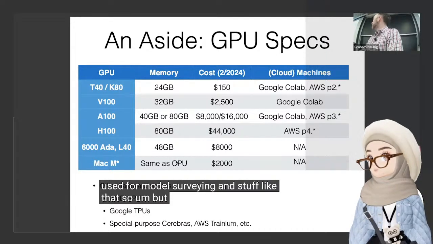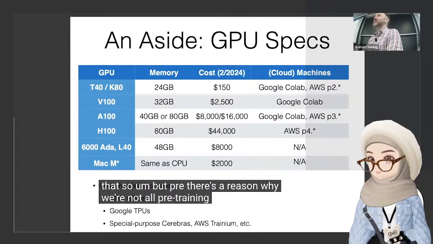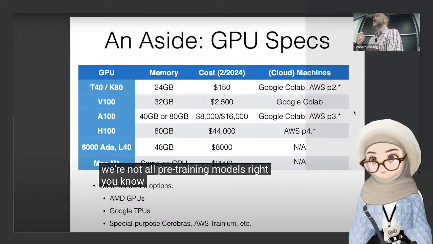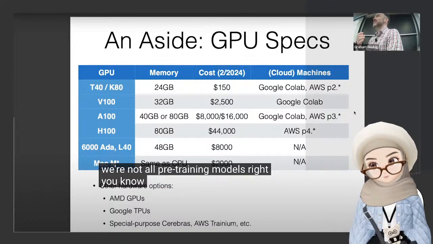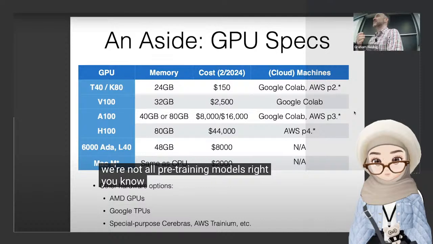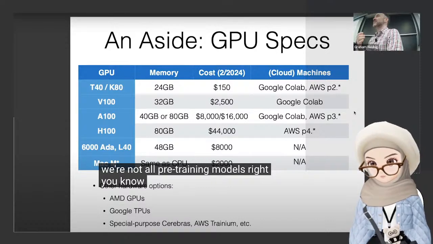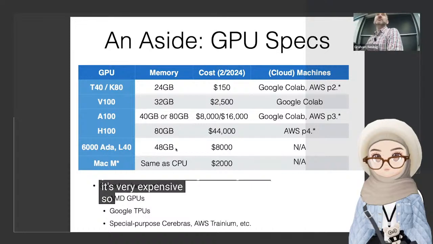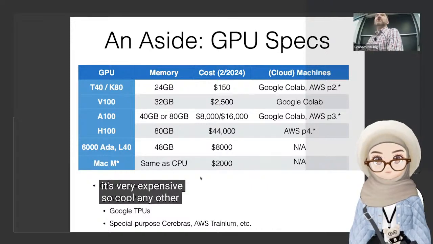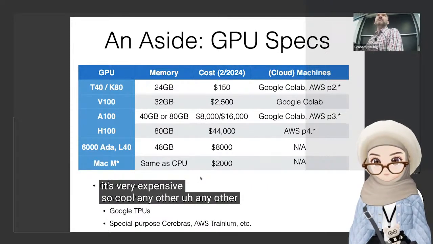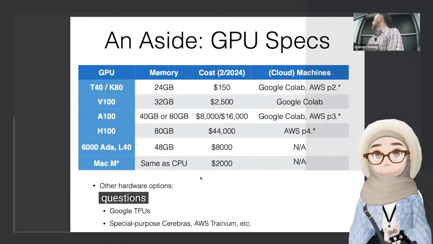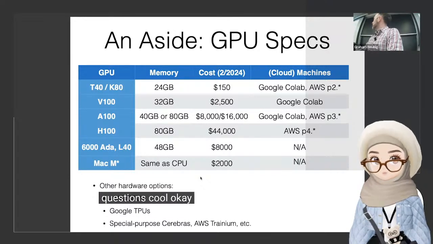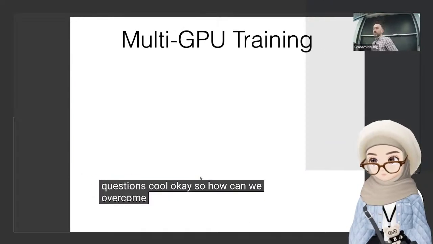But there's a reason why we're not all pre-training models, right? Absolutely. Also, question: are some of them being used for model usage, even? It's a big effort. It's very expensive. Cool. Any other questions? Okay. So how can we overcome this?